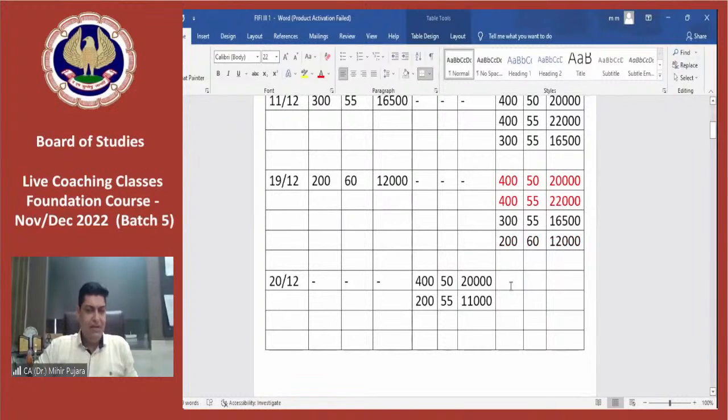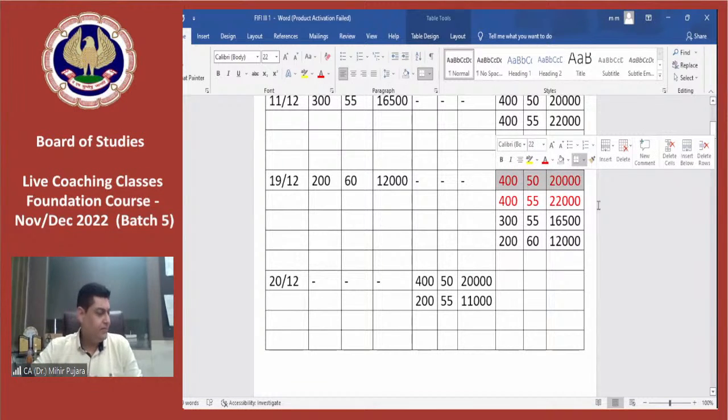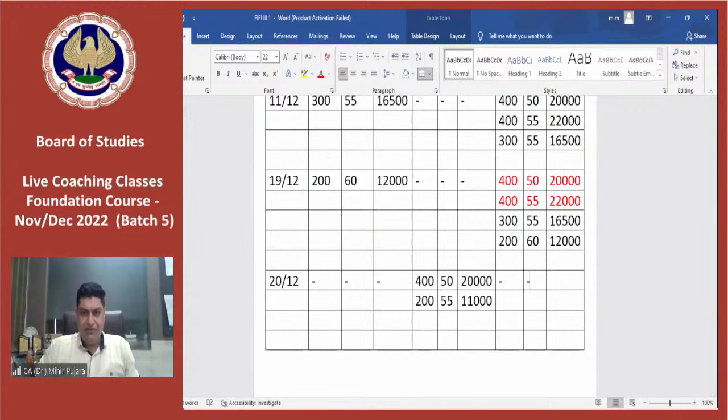So now what will be in my closing stock? Guys, this 400 is completely gone. So I can say from the first lot, nothing pending. From this second lot of 400, I have issued 200, so I can say I have remaining 200. Price is 55, so 11,000, guys. And these two lots are unused.